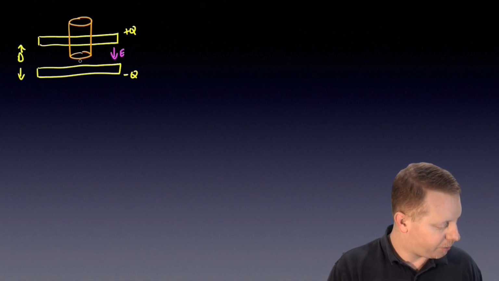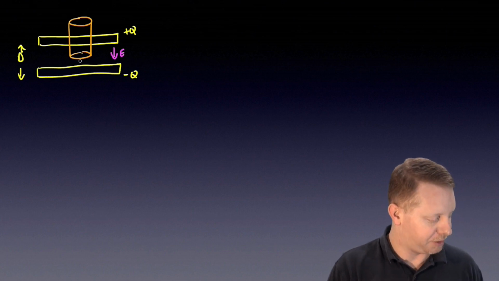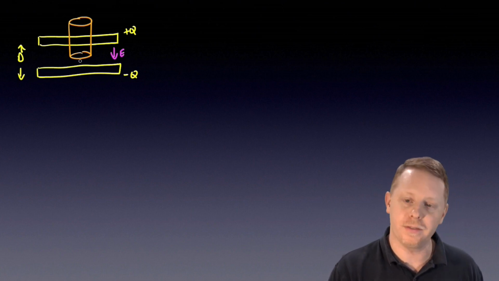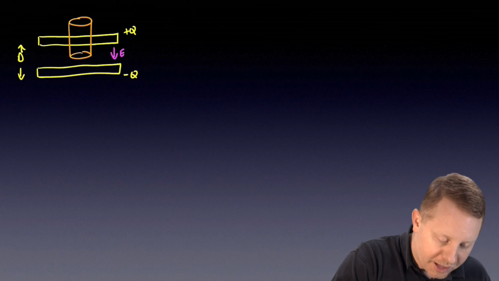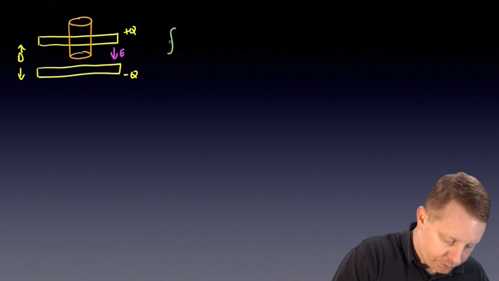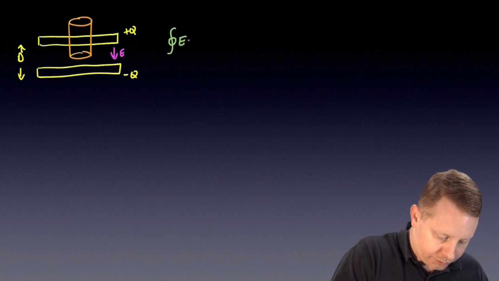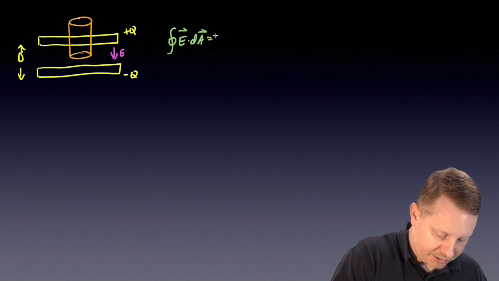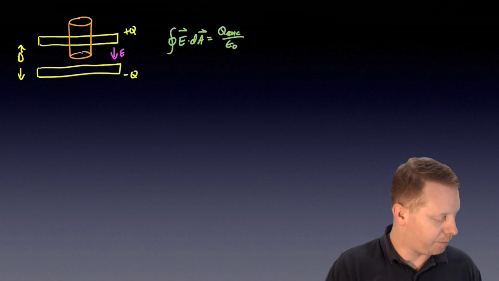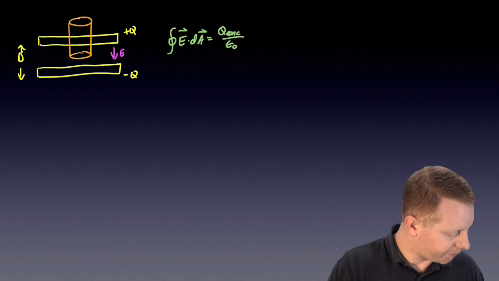Now, for part A3, it says, using Gauss's law and the Gaussian surface from part A, we're going to derive an expression for the magnitude of the electric field. All right, so just an application of Gauss's law. Let's go to that then. The integral over the closed surface of E dot dA is equal to the total charge enclosed by that surface divided by our constant epsilon naught.